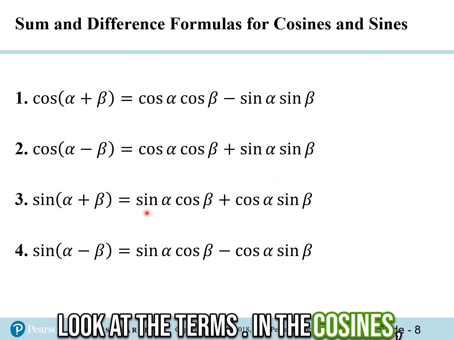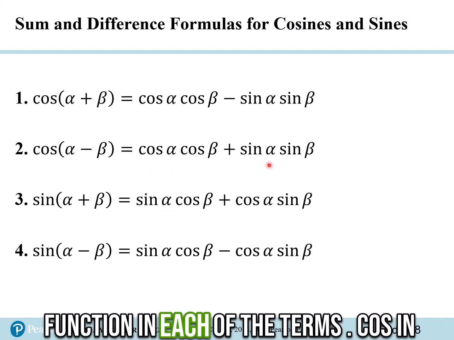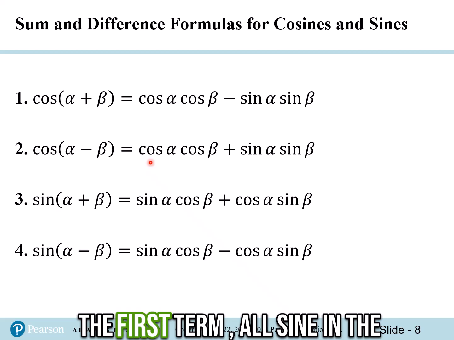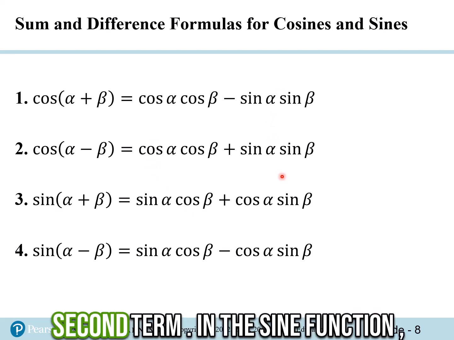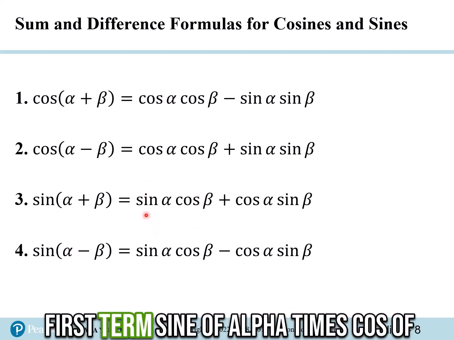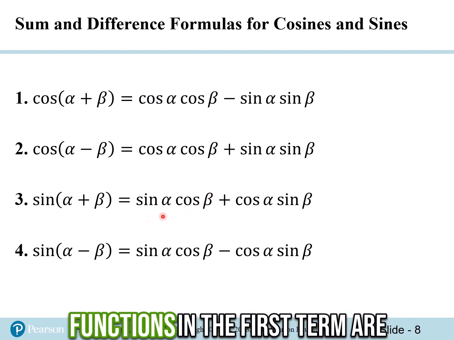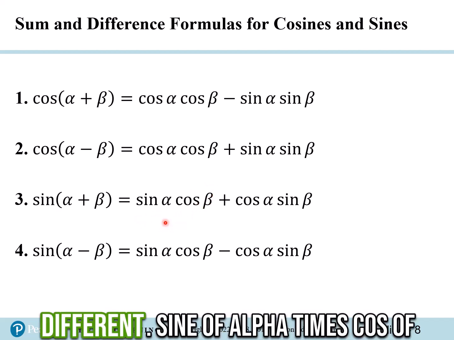In the cosines, we had a homogeneous function in each of the terms: cos in the first term, all sine in the second term. In the sine function, we have a mixture. We have in the first term sine of alpha times cos of beta. So the two trigonometric functions in the first term are different. Sine of alpha times cos of beta.